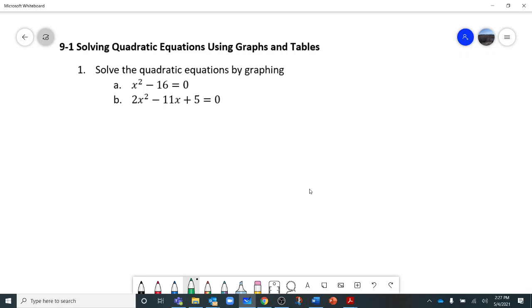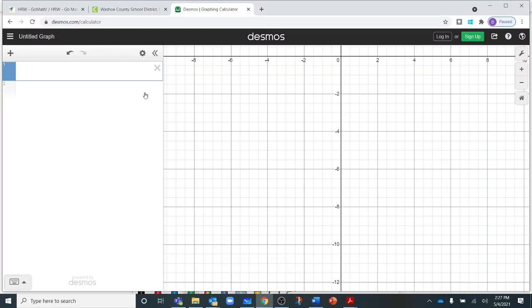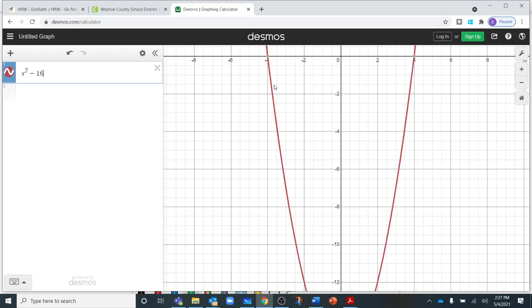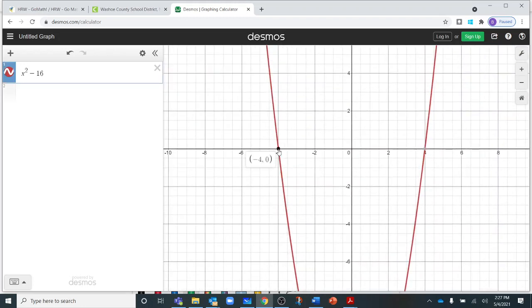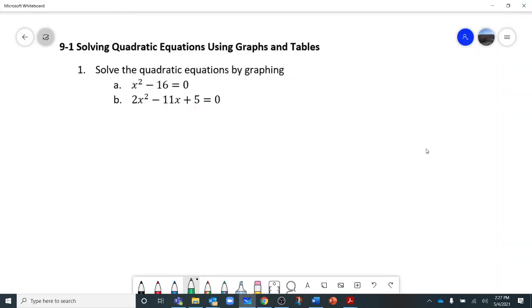Okay, so I'm going to pull up Desmos. Oh, it's already up. And I'm just going to do the first one, x squared minus 16. And the solutions are where x, okay, what are our x values when y equals 0? And so we have negative 4, 0, and positive 4, 0. Okay, and so that's all there is to it, is when x is equal to 4 and when x is equal to negative 4.